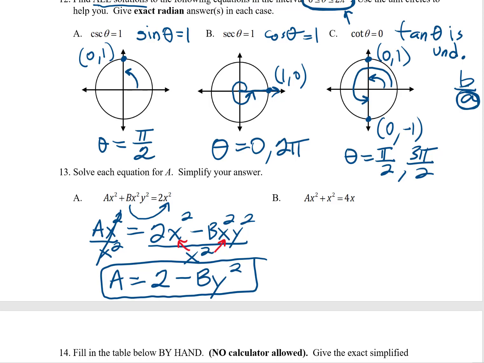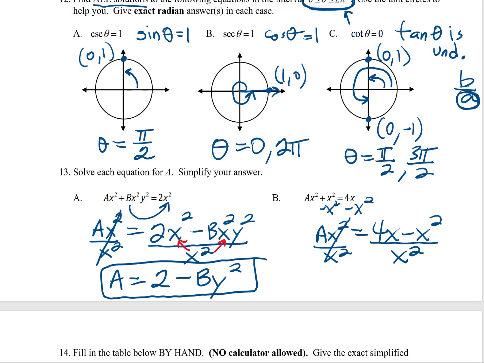Let's try letter B. So I will subtract the x squared so as to get the term with the a sitting there by itself. That gives me 4x minus x squared. Once again, I'll divide both sides by x squared. And then I'm looking to simplify. Now, this time I notice that I don't have a common factor of x squared in both pieces on the top. I can only divide out what's in common. I do have 1x that's in common.